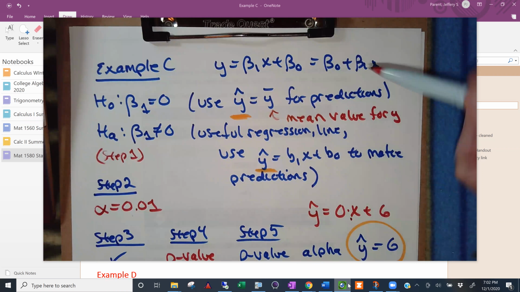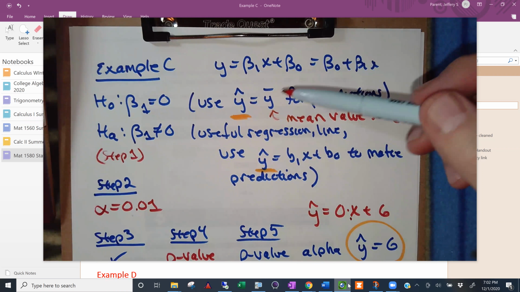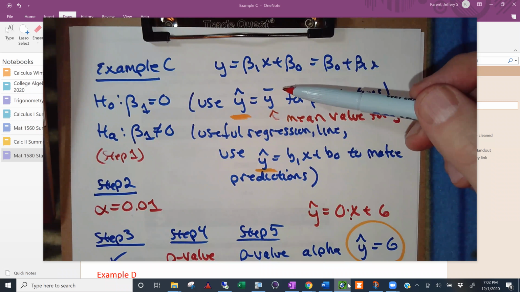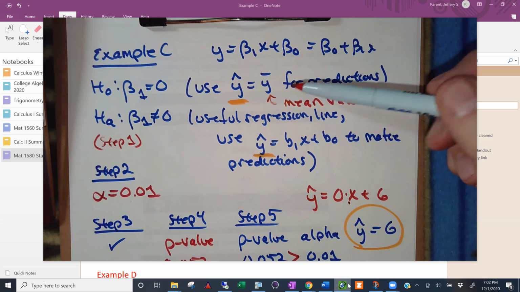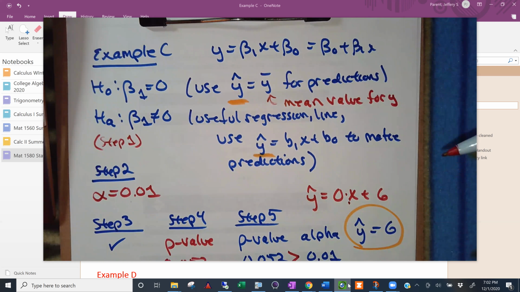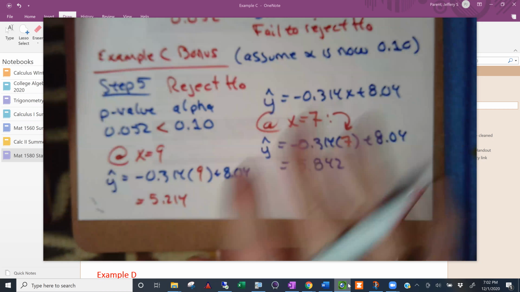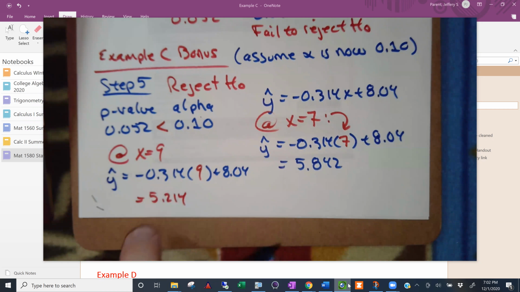But back up here, if I failed to reject H naught, what would be my predicted value for y? It's like whatever they give you. It'd still be this 6. So it's just always going to be the mean of the y values, which would be 6. So here it's just a nice straight flat line. Here you've got a nice linear equation like that.